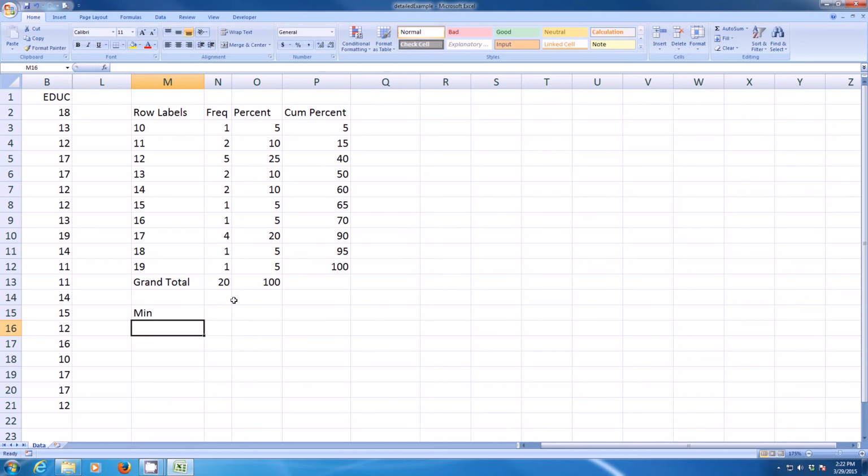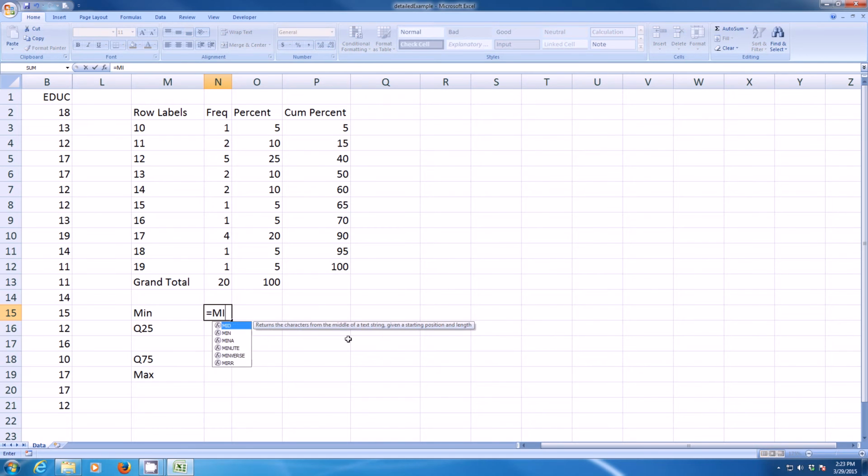Okay, so now let's identify some of the values that we need to get the range and the interquartile range. We're going to need the minimum, the first quartile, or Q25, the third quartile, or Q75, and the maximum. The minimum, you can see from the table, is basically 10 because there's at least one person in that category. Alternatively, you can use the built-in Excel function min, which just takes the minimum of a range of values. And so that should, again, equal 10.